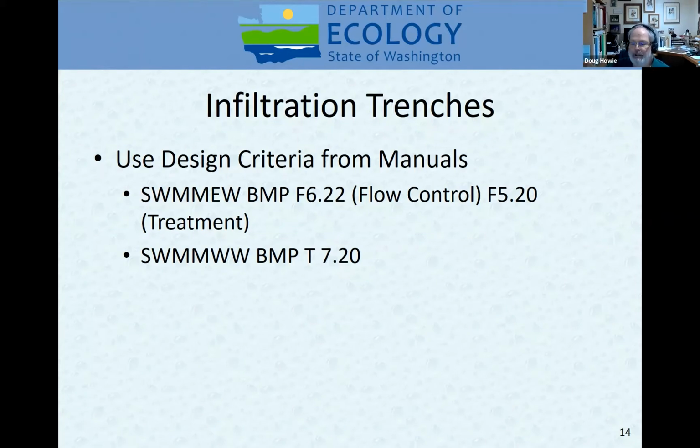Infiltration trenches, the only thing UIC-wide you have to do for infiltration trenches is register them. All the rest of the design is done in accordance with the criteria that you would use for core elements or minimum requirements. And I've gone past my time, Martin.